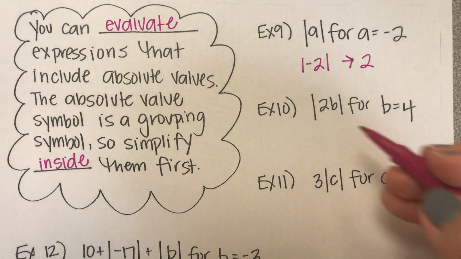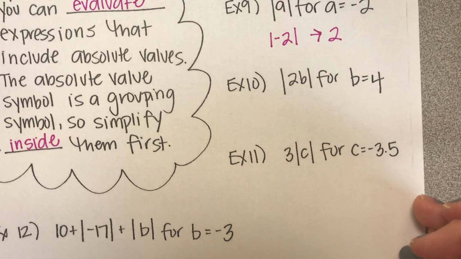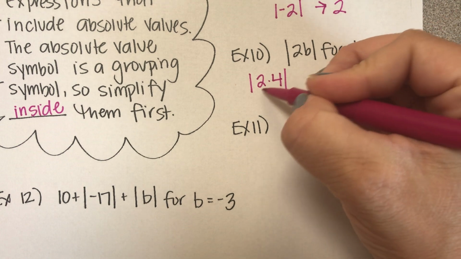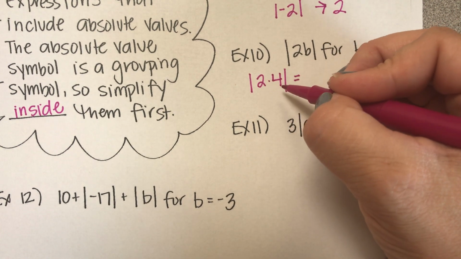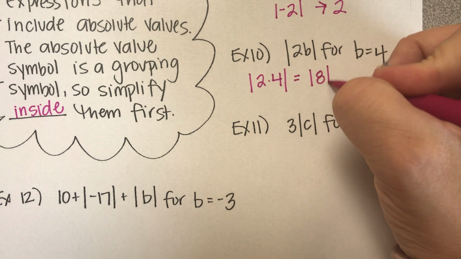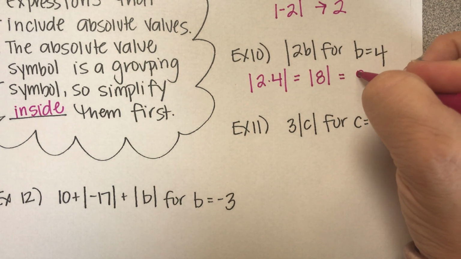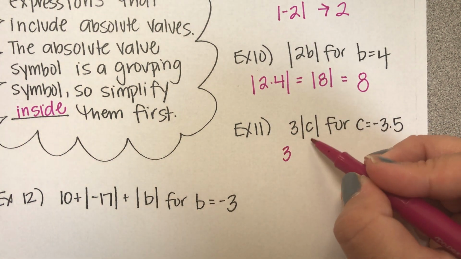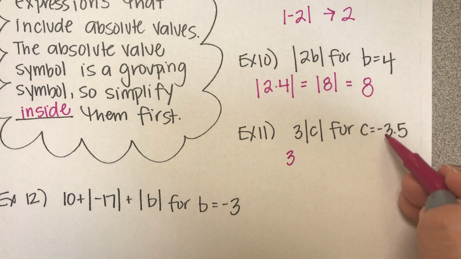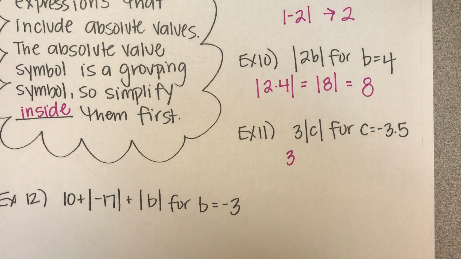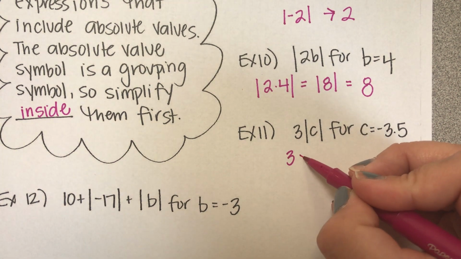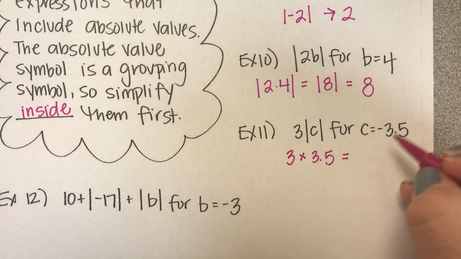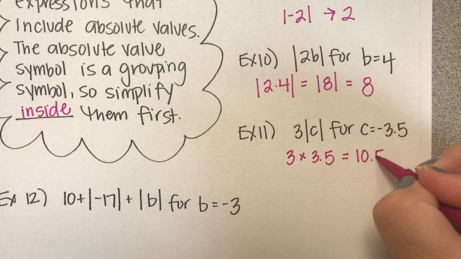2. On number 10, it's the absolute value of 2 times b. So the absolute value of 2 times 4. So inside this absolute value, 2 times 4 is 8. And what's the absolute value of 8? 8. Okay, on number 11, it's 3 times the absolute value of c. So if c is negative 3.5, what's the absolute value of negative 3.5? Positive 3.5. So now 3 times 3.5 is 10.5.